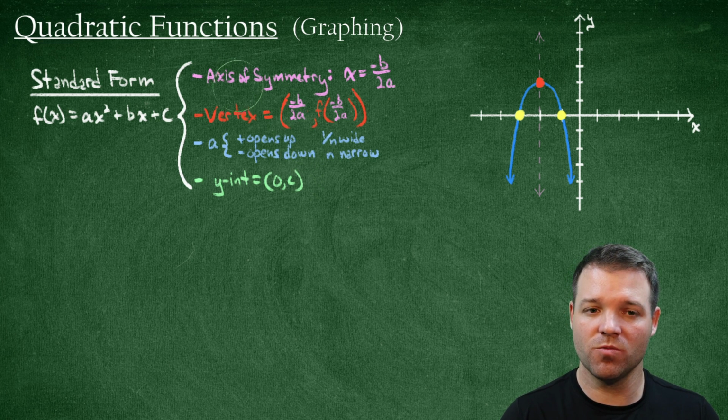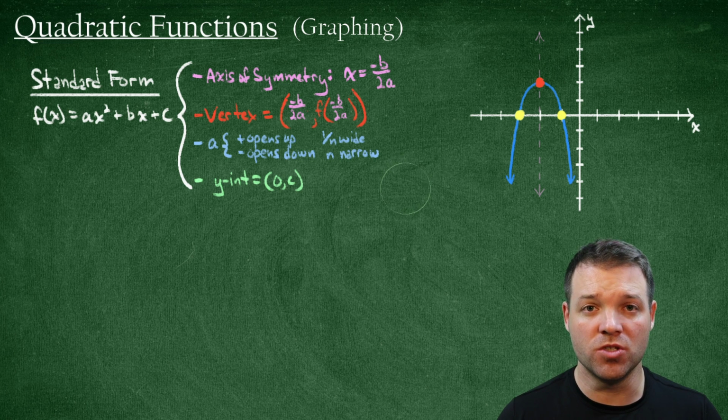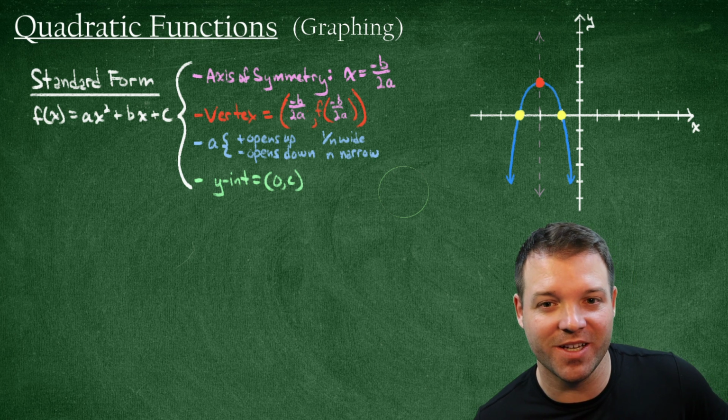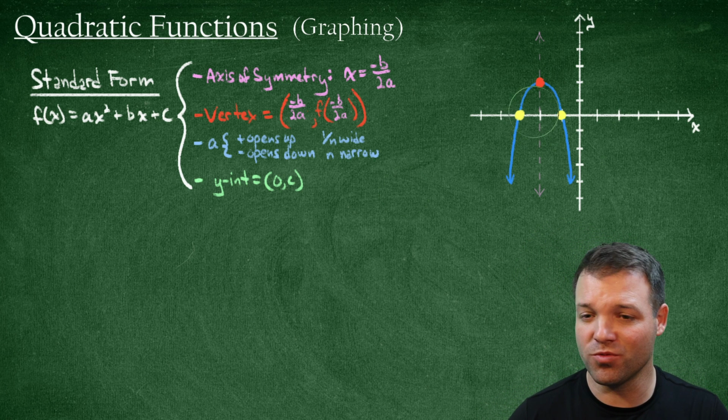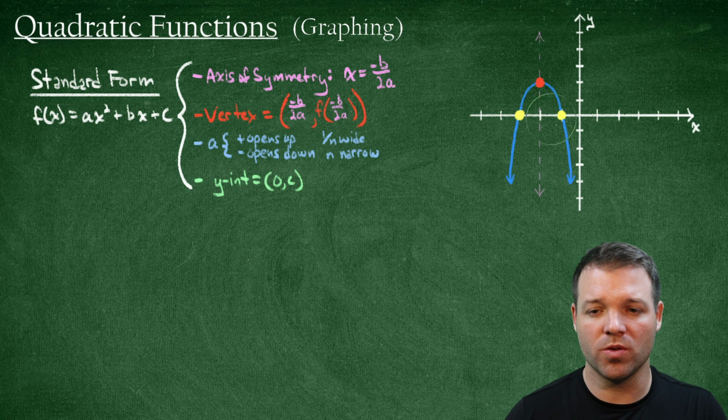So we get a lot out of the standard form. We have to do some work, right? You have to know this formula, negative b over 2a, but really once you have that, then you can kind of come up with a lot of these other pieces. The one thing that we do not get, which is really important, is the x-intercepts or the roots. These yellow points here, right?